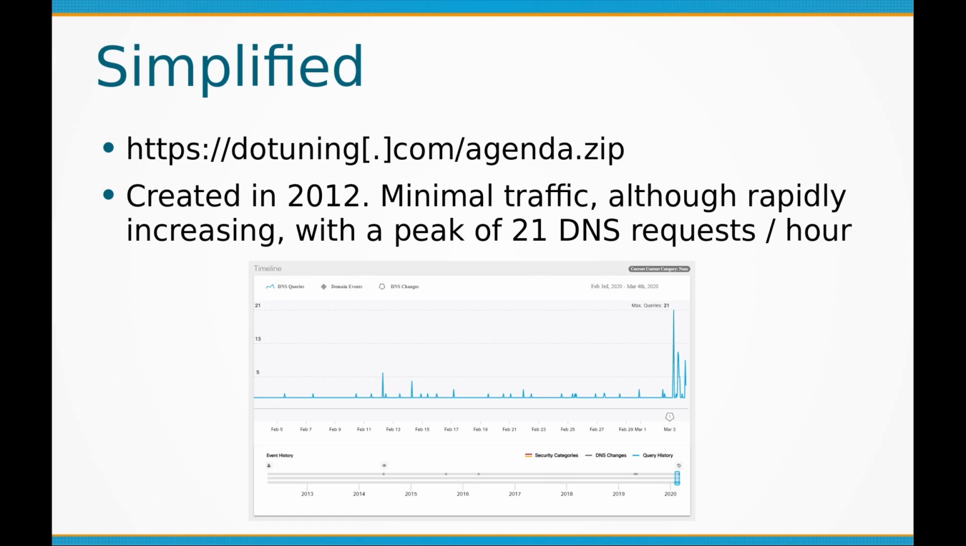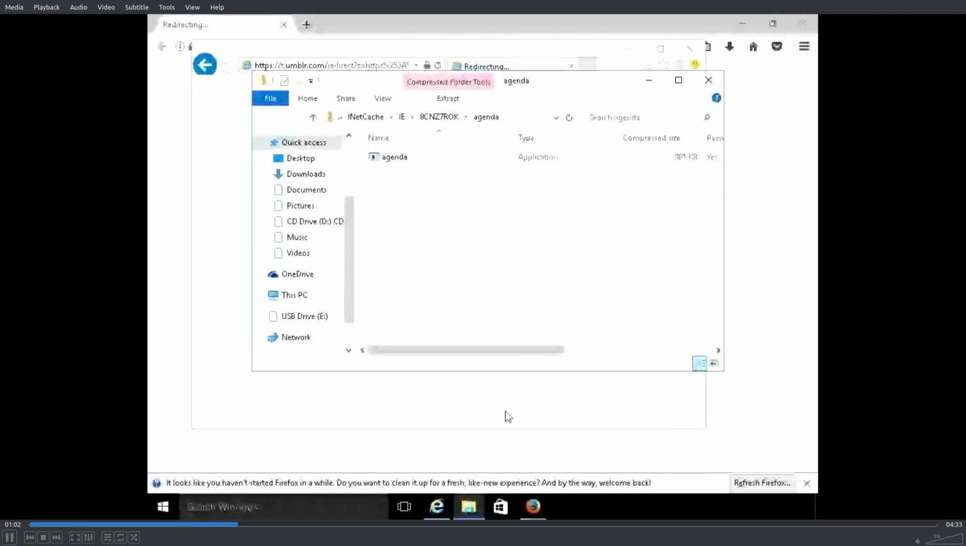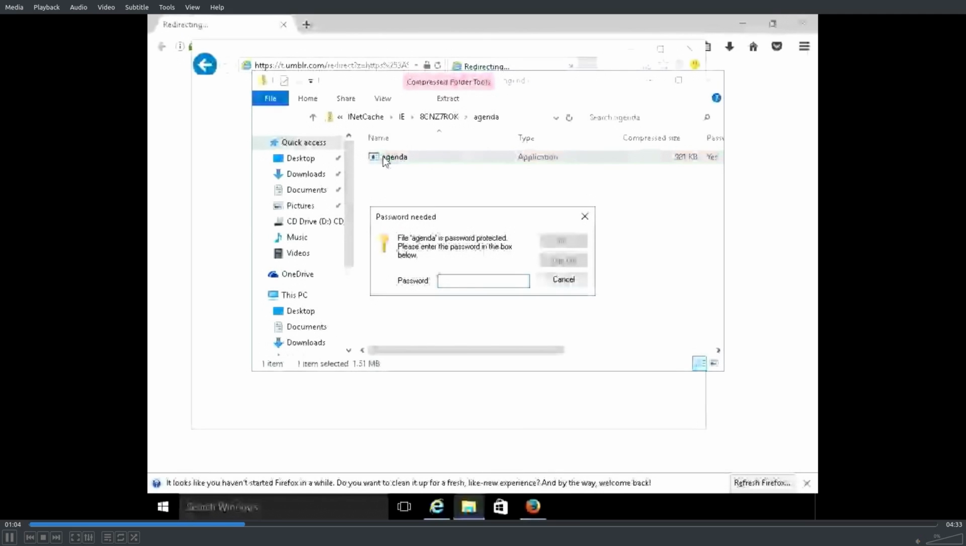The website was created in 2012. It has a minimal amount of traffic, although it's been rapidly increasing recently with a peak of 21 DNS requests per hour. And this data comes from Cisco's Umbrella and OpenDNS stats. Here's a video taken from the virtual machine. It's sped up and of really low quality, so I'm sorry about that.